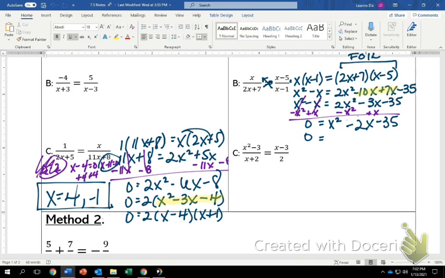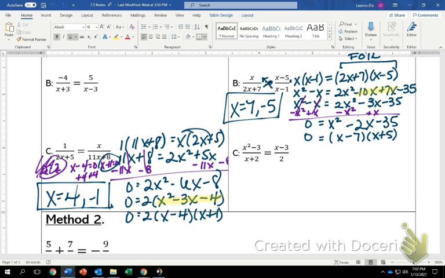And we keep going. So 0 equals, I factor this and I get x minus 7, x plus 5. And so my answers are going to be x equals positive 7 and negative 5. And this is our answer. And again, they do both work out, so we don't have to worry about that.